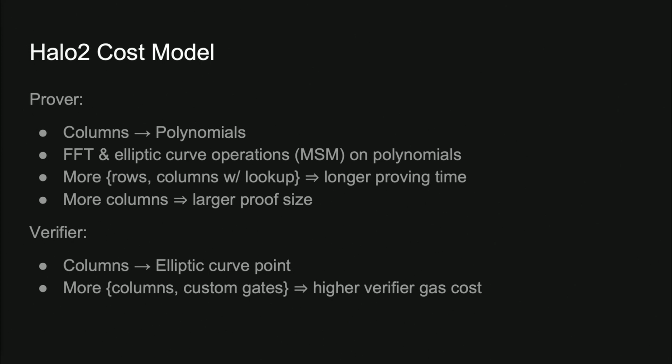But roughly speaking, your computation will have some number of cells, and if you can configure it, then the more rows there are and the narrower it is, that means higher prover cost and lower verifier cost. And the wider it is and the shorter it is, that means lower prover cost but higher verifier cost.